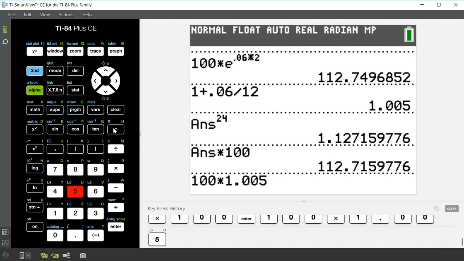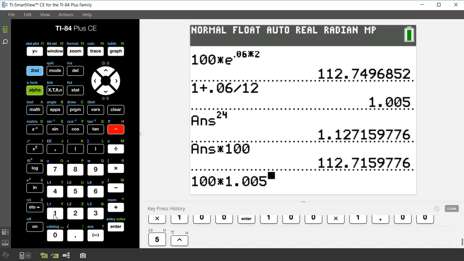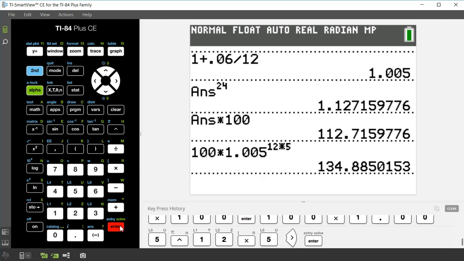multiplied by the factor of 1.005, but raised to, instead of 2 years, let's say 5 years. That would be 12 because it's monthly, but times 5. Let's see what that gives you. It gives us 134.89. Okay, so $34.89. But let's say that you calculated continuous growth.